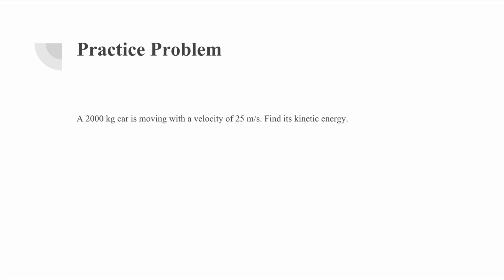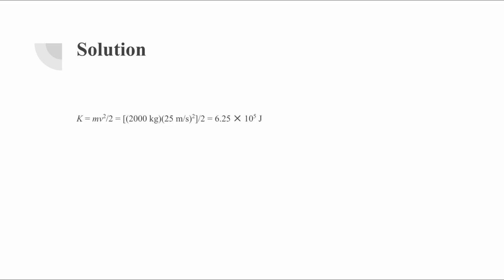So let's start with a very simple practice problem. A 2,000 kilogram car is moving with a velocity of 25 meters per second. Find its kinetic energy. Again, this is plug in and solve. K equals 1/2 mv squared.